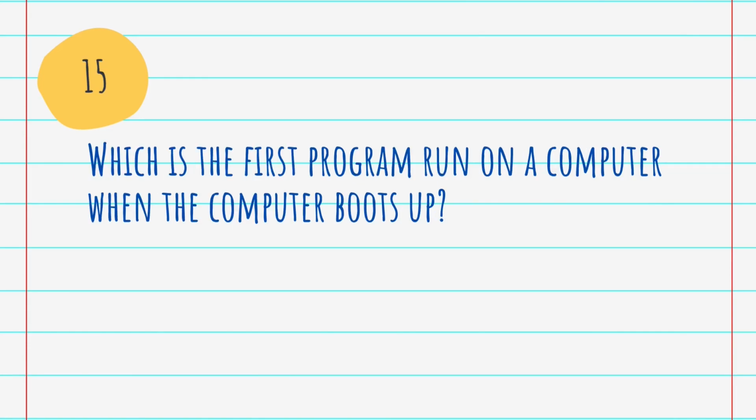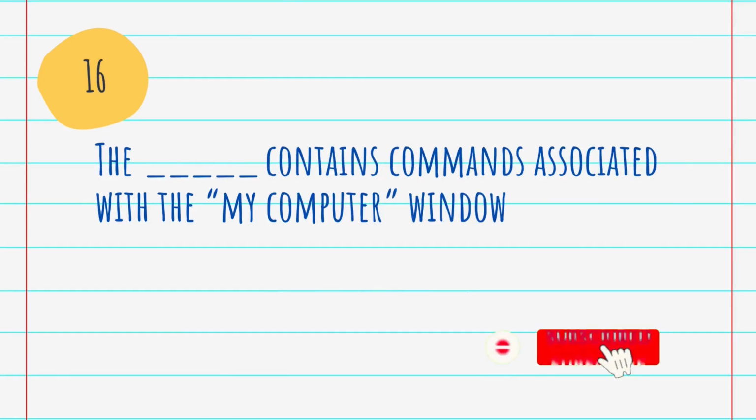Question number 15. Which is the first program run on a computer when the computer boots up? And the answer is operating system. When the computer is turned on, the operating system is the first program run when the computer boots up. The main job of the operating system is to help other computer programs work by handling the details of controlling the computer's hardware.